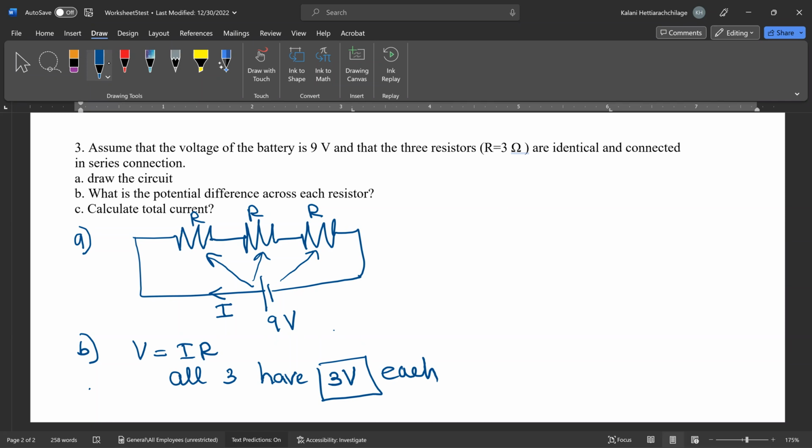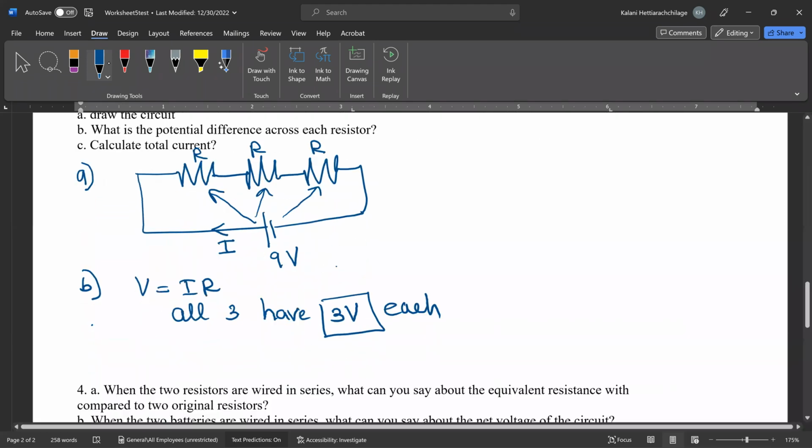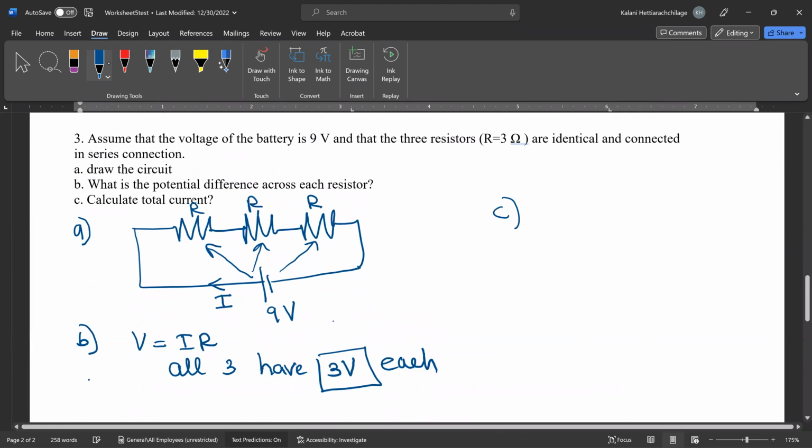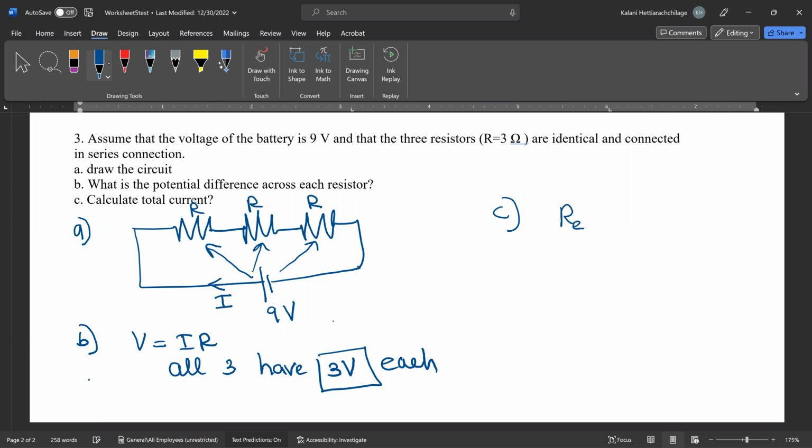Okay, so now part C. Calculate total current. To calculate total current, an easy way is, if you see a series connection, you can write the R equivalent first. R equivalent will be R plus R plus R. In this case, that is definitely 3R, and there are 3 ohms. 3 times 3 is 9 ohms.